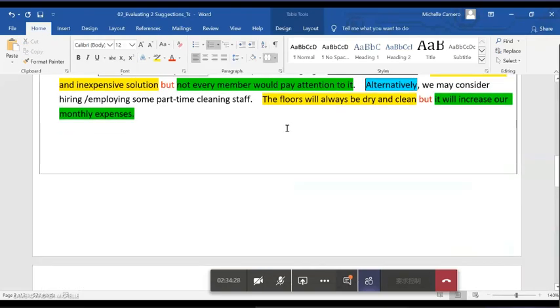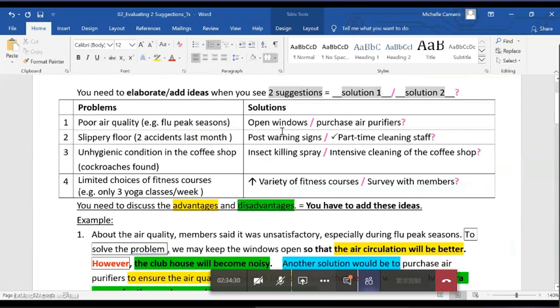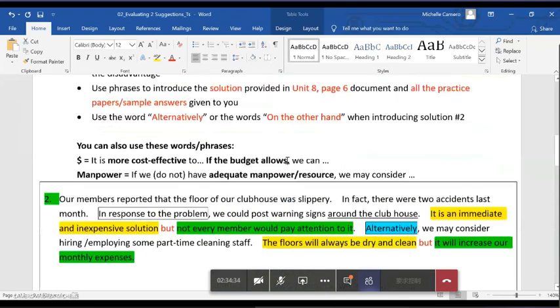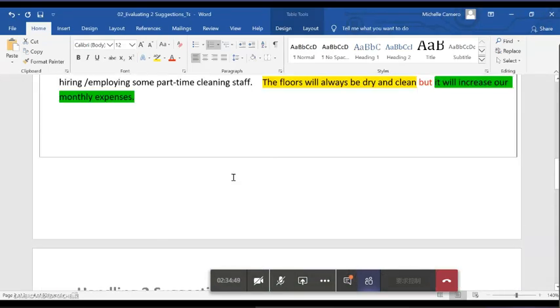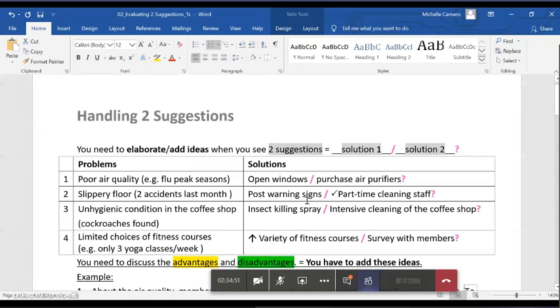Now, remember I told you up here that they didn't give you a verb, right? Insect killing spray, intensive cleaning of the coffee shop. So what verbs did they use? Here they used insect killing spray, so the verb was use. Here it said carry out intensive cleaning, so they used the words carry out. So again, just remember they may or may not give you verbs about the solution.